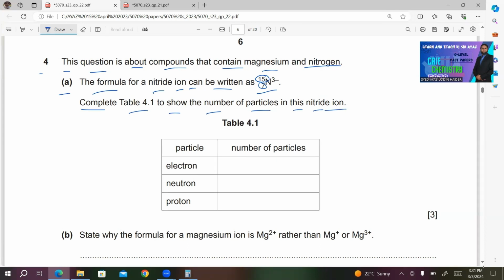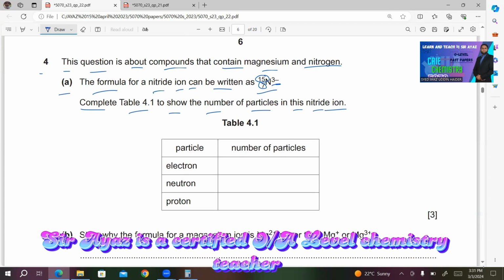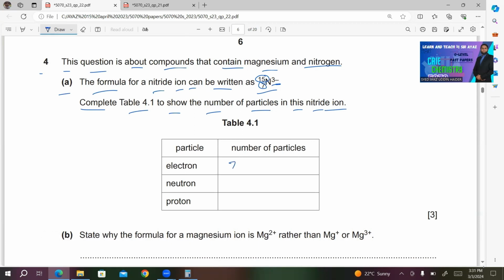So the electrons, it is carrying 3 minus, which means that it must have 3 extra electrons. The proton number of this nitride ion, which is coming from nitrogen, is 7. And it is carrying -3 charge, which means that it must have 3 extra electrons. So 7 plus 3, you will get 10. So 10 will be the number of electrons for this nitride ion. Neutron, in order to calculate the neutron, subtract the proton number from nucleon number. 15 minus 7, you will get 8. What about proton? 7 must be the proton.